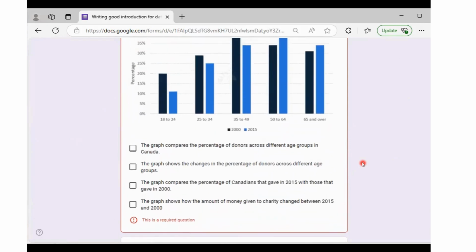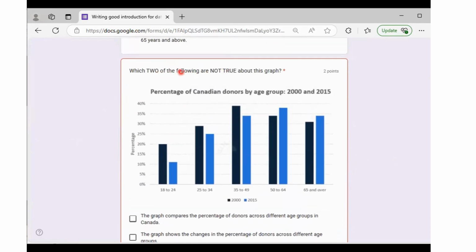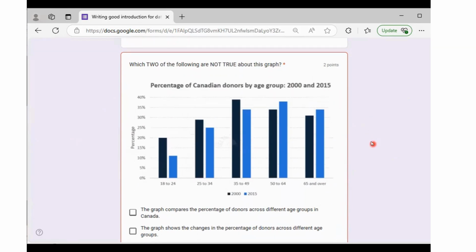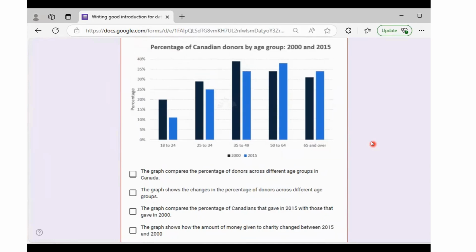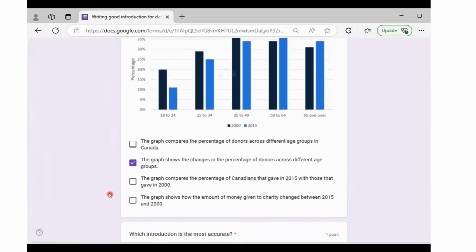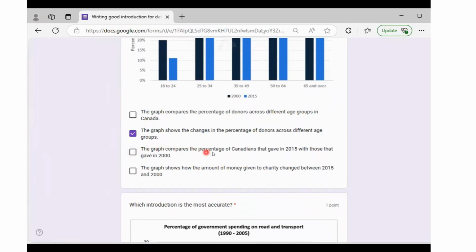All right, so let's look at this next one. Which two of the following are not true? Not true. So look at it closely. The graph compares the percentage of donors across different age groups in Canada. Okay, different age groups. So they are comparing this age group with this age group. Yes, this number one looks true. The graph shows the changes in the percentage of donors across different age groups. This one does not mention Canada. Something is missing here. Number two is missing. The graph compares the percentage of Canadians that gave in 2015 with those that gave in 2000. Yes, this one is correct.